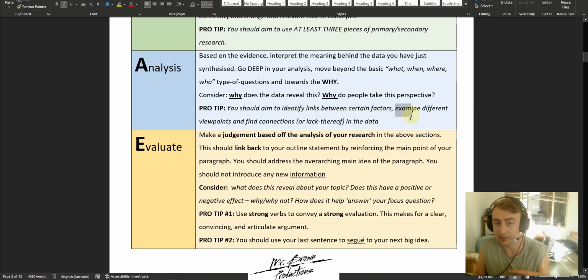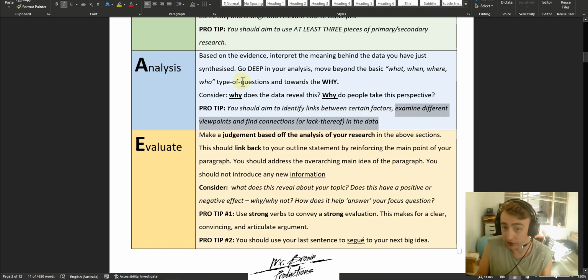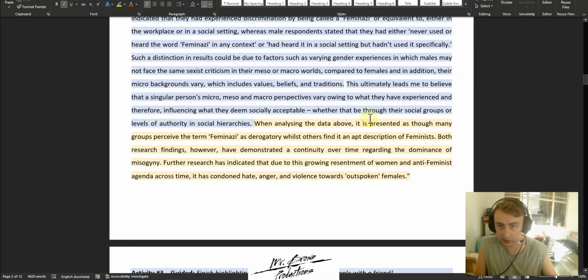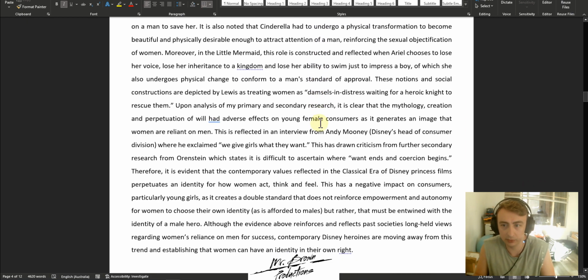We then want to examine different viewpoints and find connections or even lack thereof in the data. So sometimes the fact that there's no connection between things can sort of speak loudly as well. The absence of something can speak to an issue as well. So let's look at this analysis, okay, that we have here.